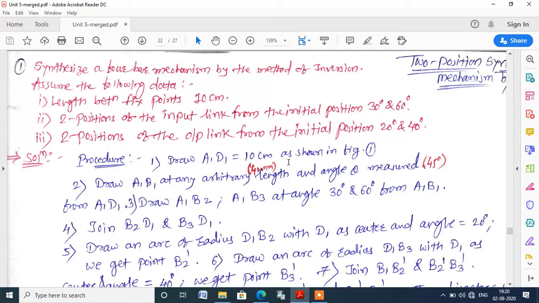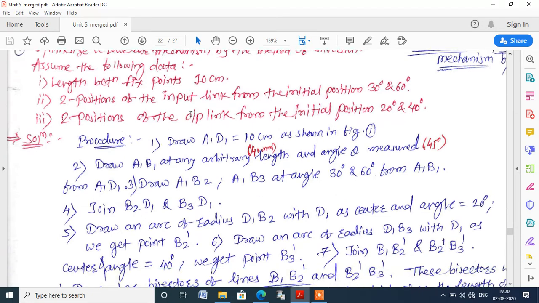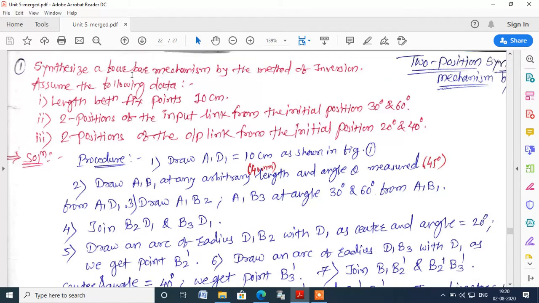Synthesize a 4-bar mechanism by the method of inversion, assuming the following data. The length between the fixed points is 10 centimeter. Two positions of input link from the initial position are 30 degree and 60 degree. And two positions of the output link from the initial position are 20 degree and 40 degree. So this data is given, and accordingly we have to synthesize the 4-bar mechanism by graphical method, and in that graphical method, which method we have to use, method of inversion.